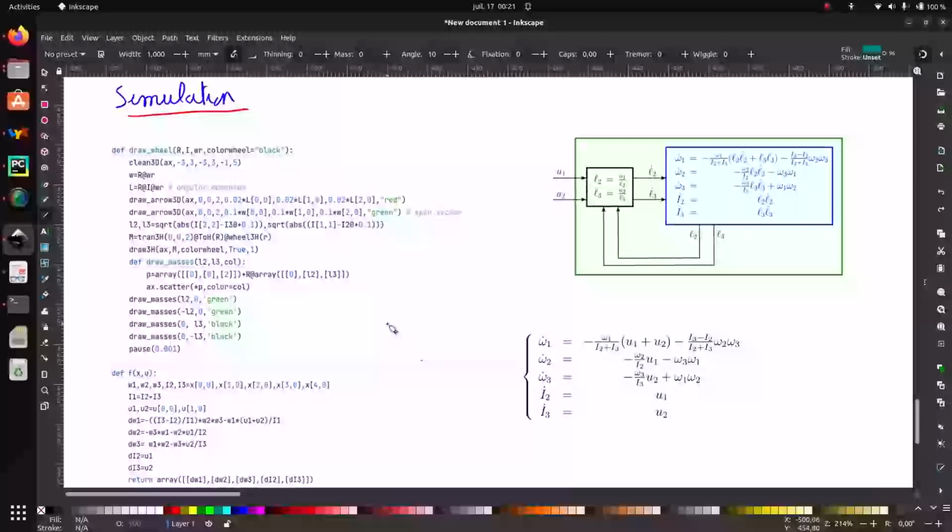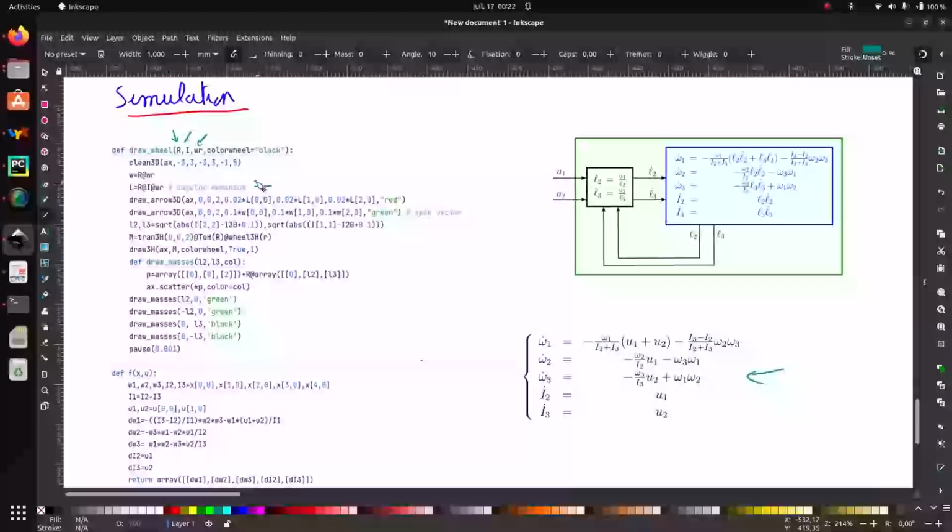Let us first simulate this system by a Python program just to check that it behaves like a real wheel. So I have the state equation I have just found before, and if I write this system with respect to U1, U2, I will obtain this state equation. Okay. First, I need a procedure to draw the wheel, the disk. So I need for this the rotation vector omega r, the inertia matrix I, and the orientation r of the wheel.